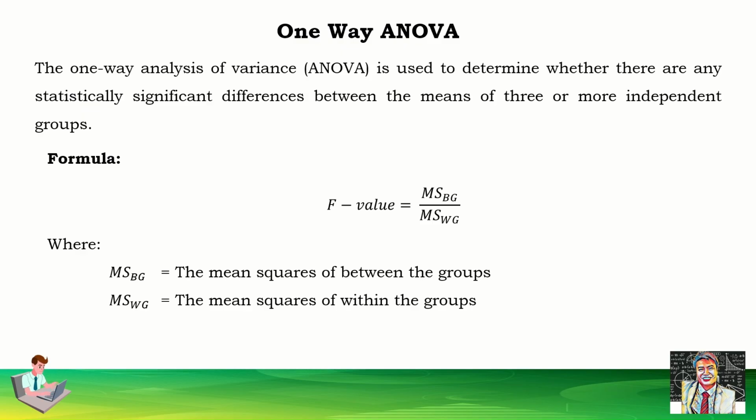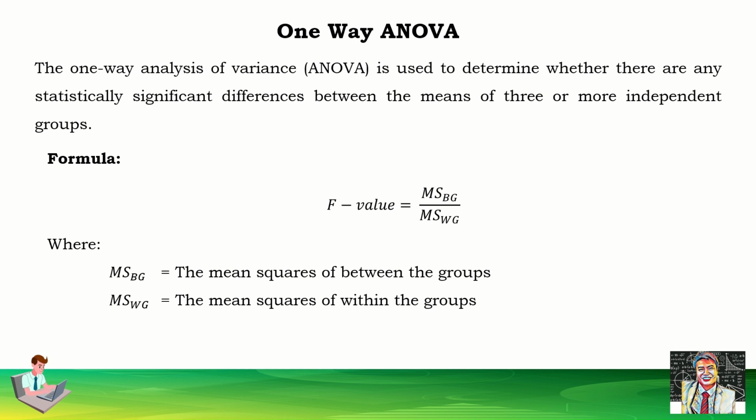By definition, the one-way analysis of variance, or ANOVA, is used to determine whether there are any statistically significant differences between the means of 3 or more independent groups. That's right, 3 or more. It's a test of significant difference. Unlike the t-test or z-test, which compare only 2 groups, ANOVA is used when you have more than 2 groups. So, once you have more than 2 sets of data, you can no longer use the t-test or z-test. You use one-way ANOVA instead.